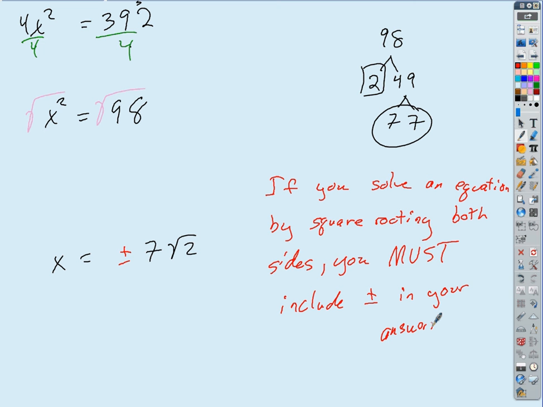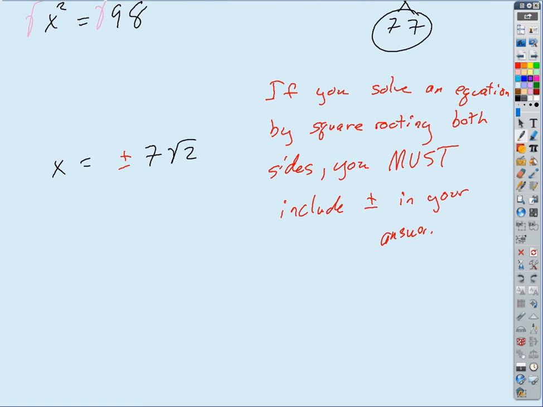Nobody ever shows the reason why. They just tell you to remember that. I'm going to show you why this works. Okay, what is the square root of x squared? It's not x. Let's examine it for a second. It sure seems like it ought to be x, but it's not.